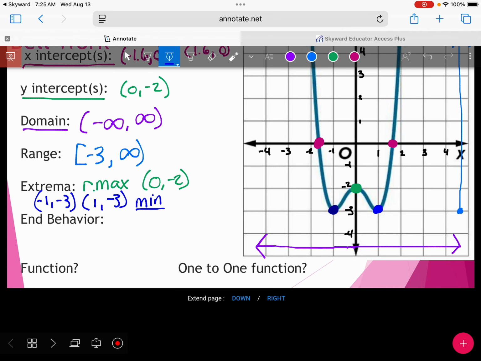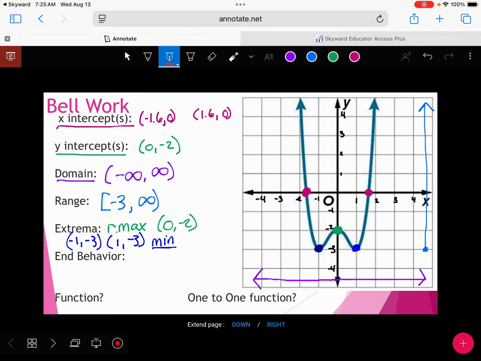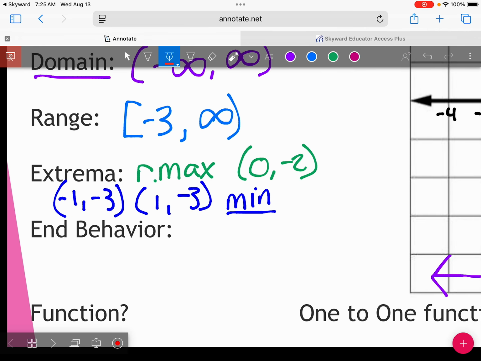All right. How about our end behavior on here? That's our newest piece. We usually chart it with our "as" statements.